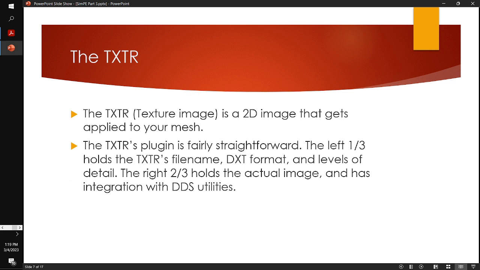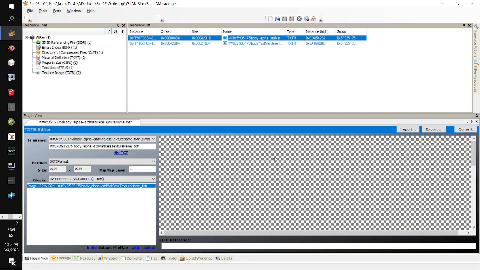So the TXTR is a 2D image that gets applied to your mesh. The TXTR's plugin is fairly straightforward. The left 1/3 holds the TXTR's file name, DXT format, and levels of detail. The right 2/3 holds the actual image and has integration with DDS utilities. What do I mean by that? For the folks who weren't here, you can import. This is a really archaic way of doing it, and it doesn't support alpha channels. Or you can build DXT.